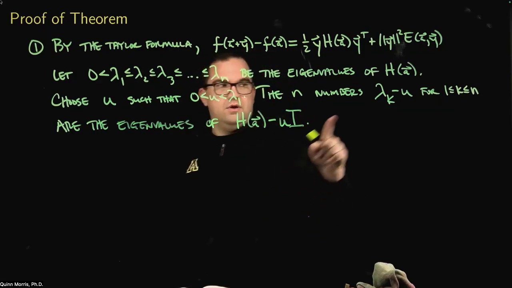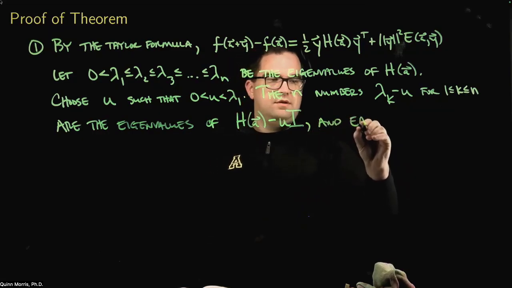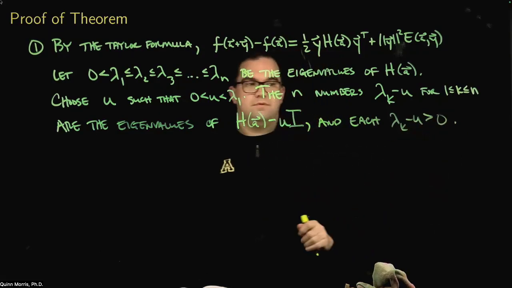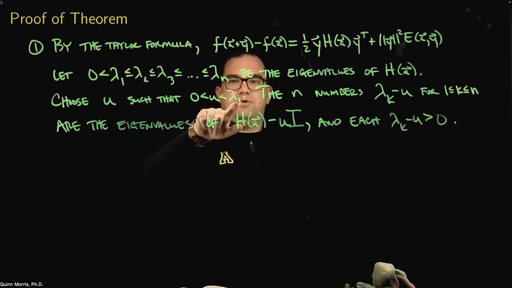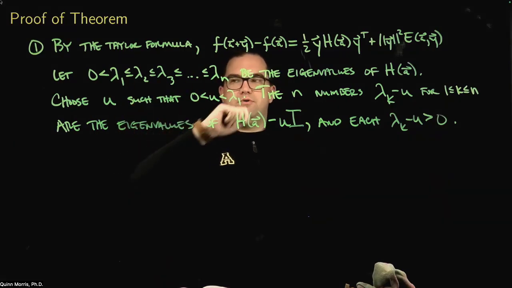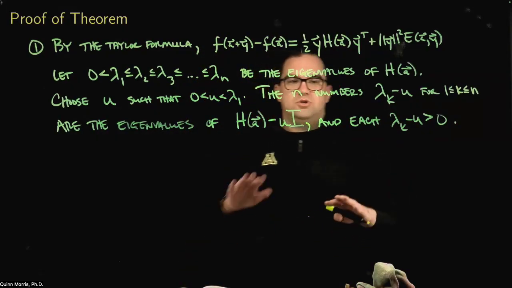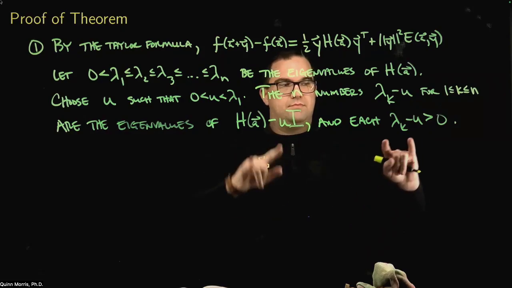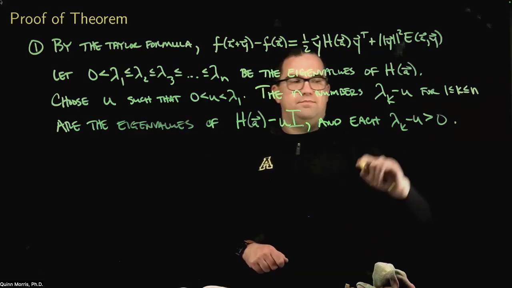So in particular now, I know each lambda k minus u is strictly positive, right? Because I chose u so that u was smaller than lambda 1. So lambda 1 minus u must be positive, and all the other lambda values are bigger than lambda 1. So each of these things is still positive. Okay? So now h of a minus uI is a matrix with all positive eigenvalues. Okay.